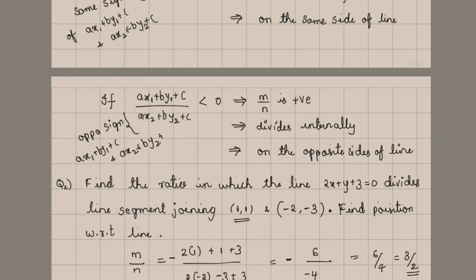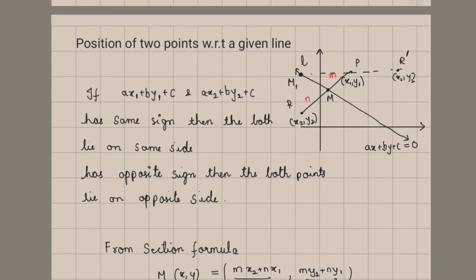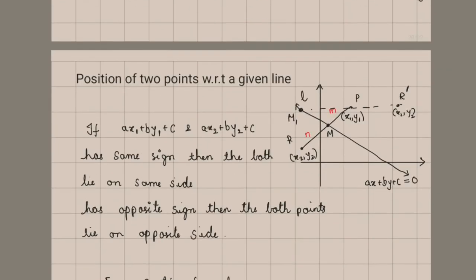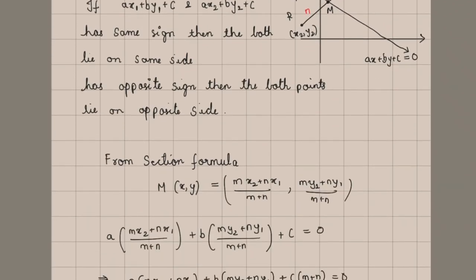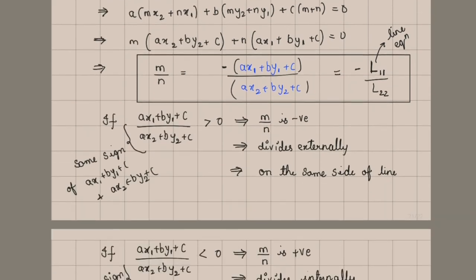We have proved this using the above condition, but we have also done it using the section formula so that we get the ratio m by n as minus L11 by L22. This is a good result. Try to remember this result. It may be useful in some other questions or in other applications.